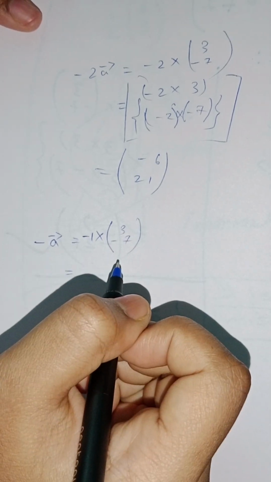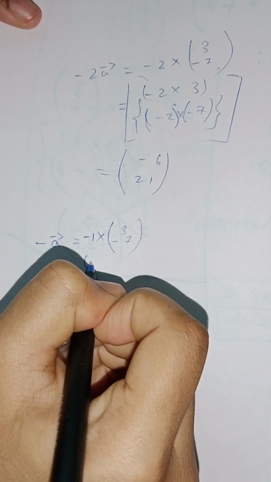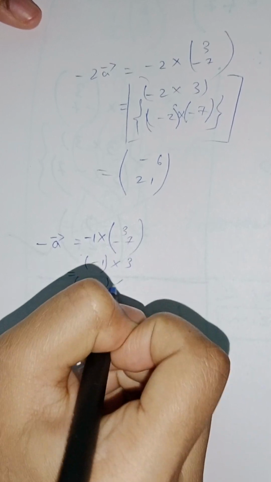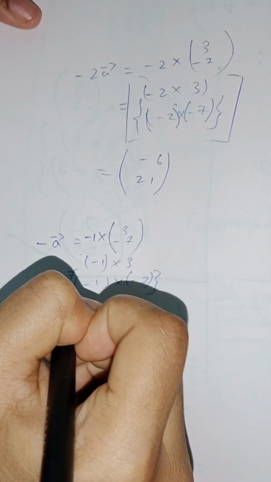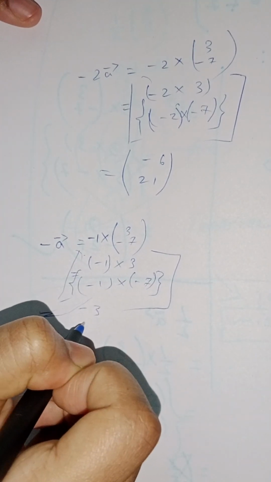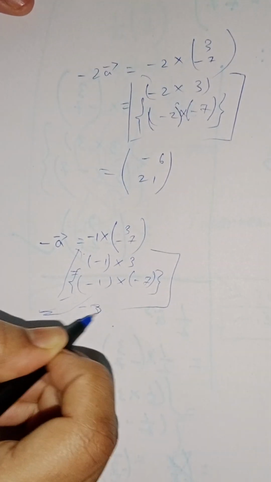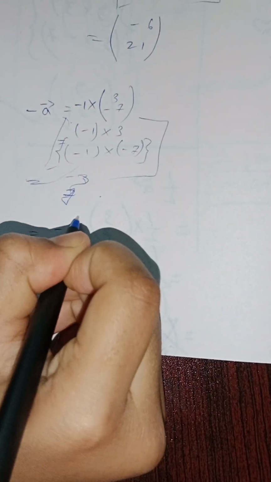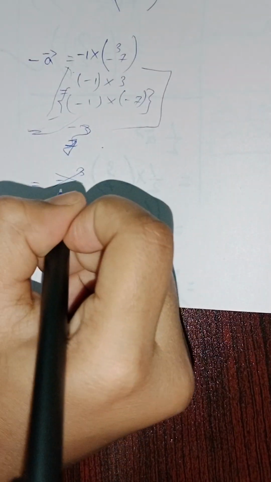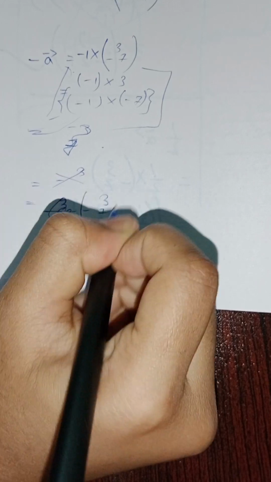You can either skip it, but if you think you're not good at it, do not skip it. Multiply it individually. So it's going to be minus 3, 7.